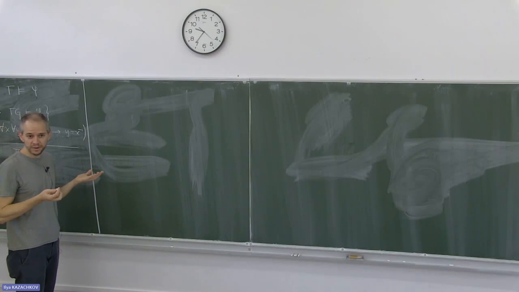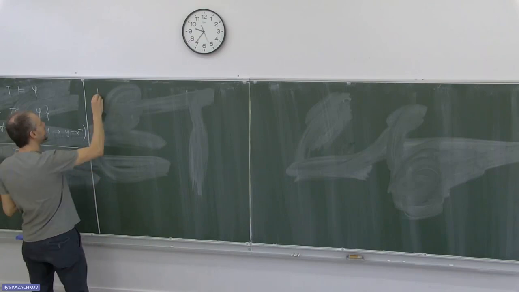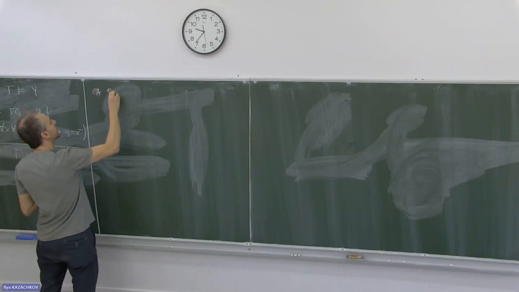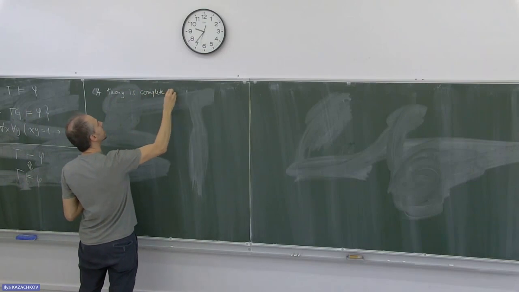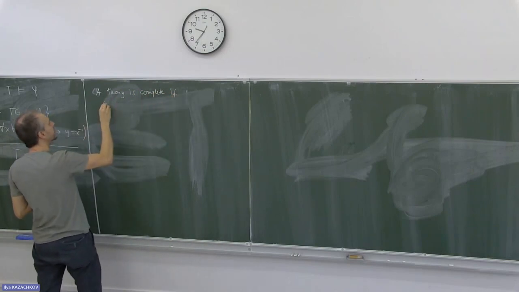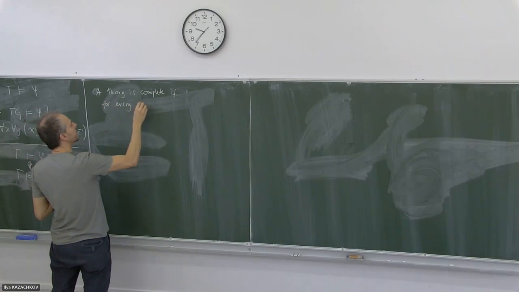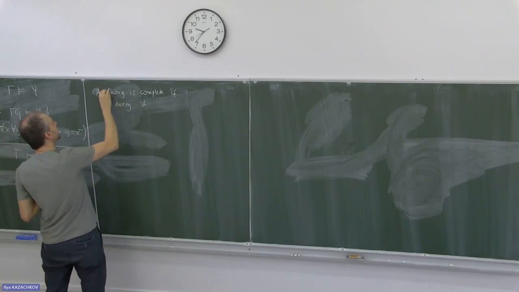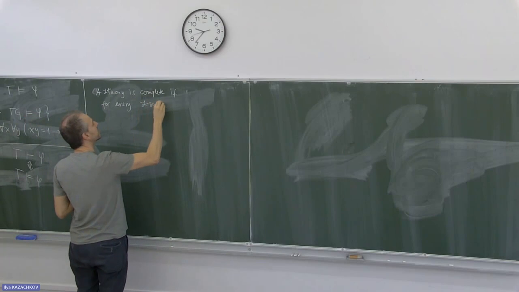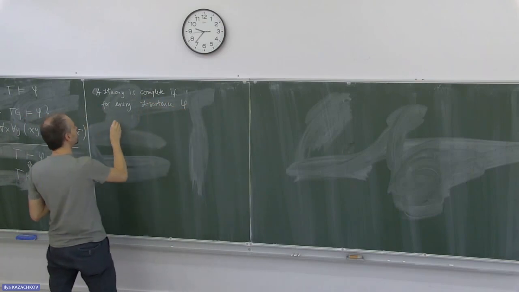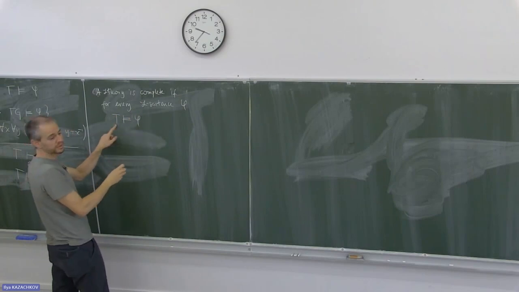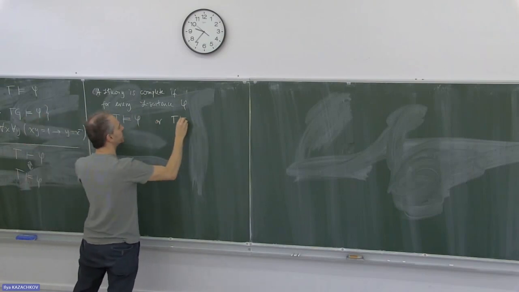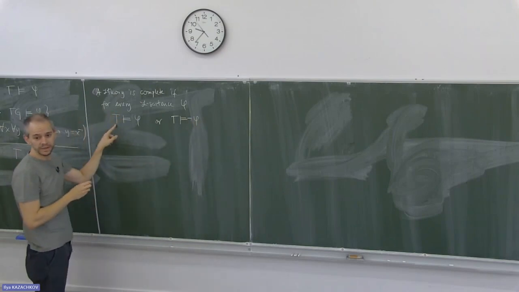So we defined what a complete theory was, right? We said a theory is complete if for every L-sentence phi, either phi follows from T or the negation of phi follows from T, right?